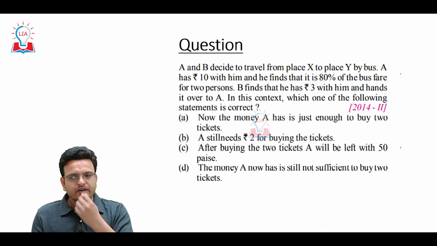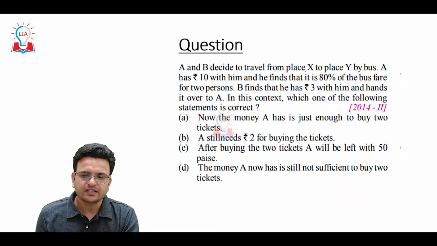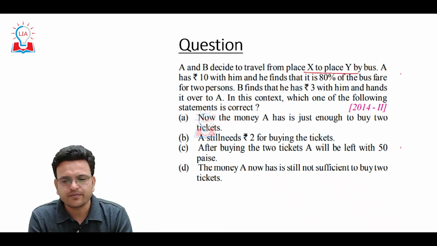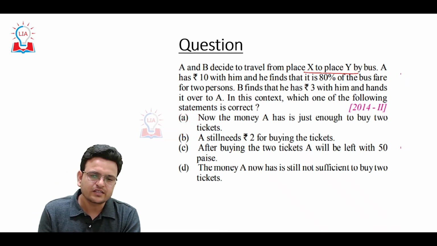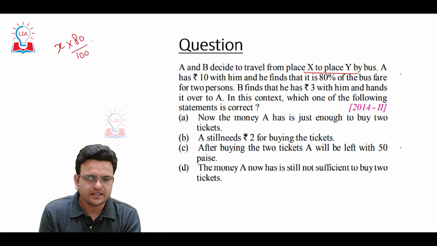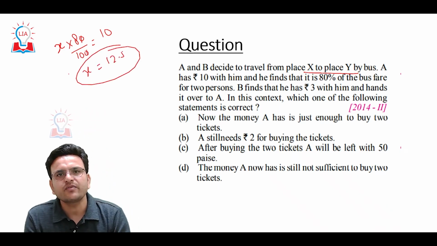Okay, now come to one more question. A and B decide to travel from place X to place Y by bus. A has 10 with him and he finds that it is 80% of the bus fare. So consider bus fare is X, which is 80% equal to 10. So X, the fare, is 12.5 rupees.